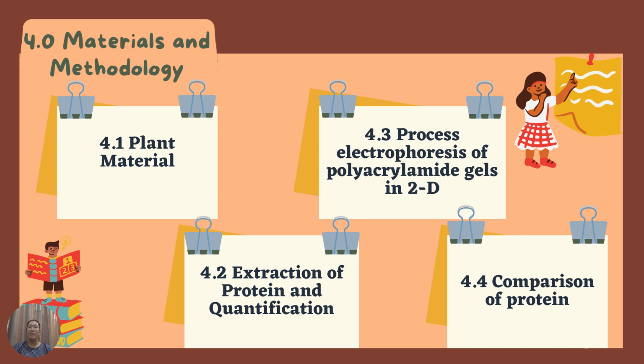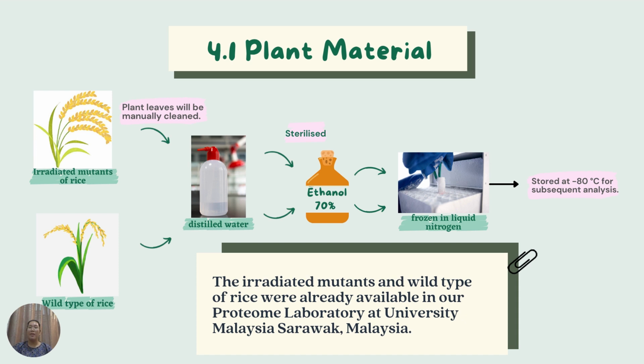The material and methodology of this study are plant material, extraction of protein and quantification, electrophoresis of polyacrylamide gel in two-dimensional, and lastly, comparison of protein. Plant leaf of irradiated mutant and wild type will be manually cleaned using distilled water, followed by sterilization using 70% ethanol. Both plant types will be instantly frozen in liquid nitrogen and stored at -80 degrees Celsius for subsequent analysis.